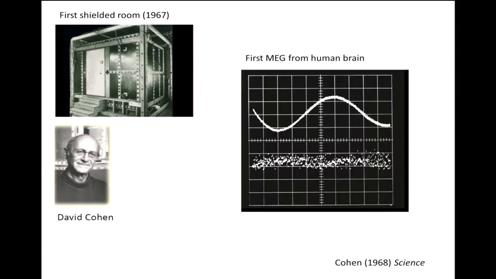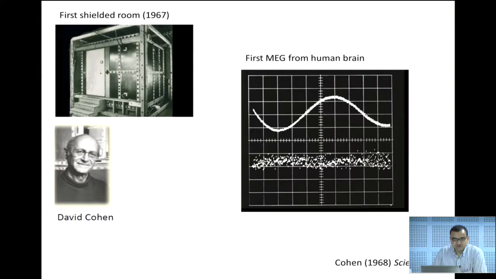This technical challenge was first taken on by David Cohen, whom I was fortunate to meet quite long back, who was at that time at the University of Illinois. He made a kind of shielded chamber, because I already talked about the Earth's magnetic field being very strong, and anything, electronic noises or even a car, urban noises, produces a magnetic field stronger than the brain. So you have to shield, right? In order to measure the magnetic field generated by the brain, you have to shield wherever you're recording your participant.